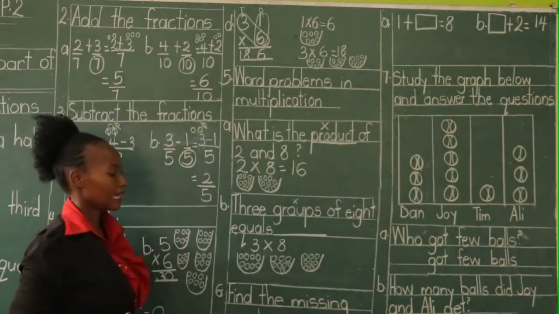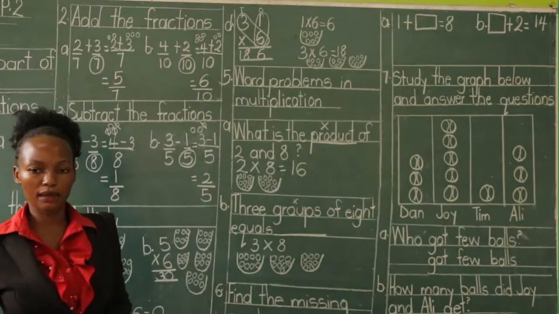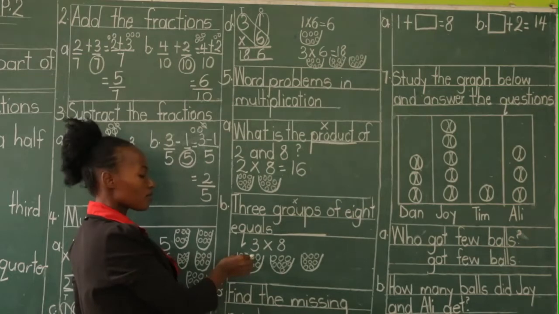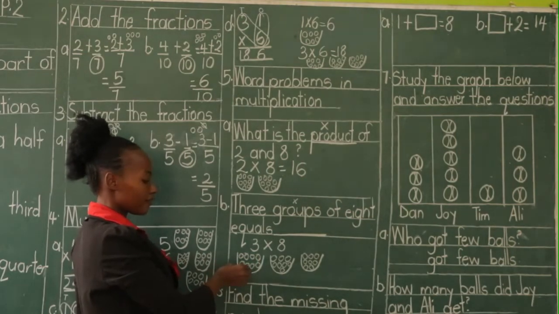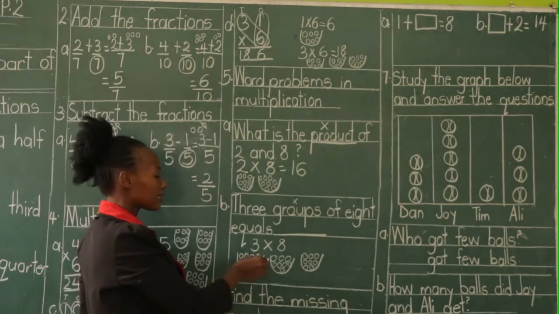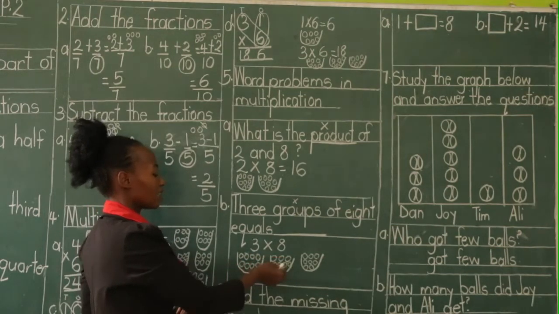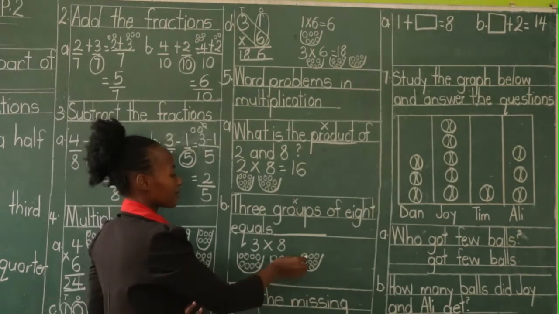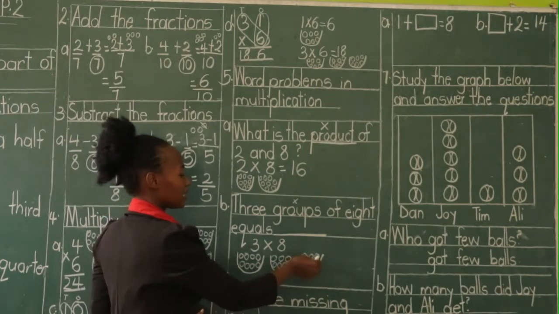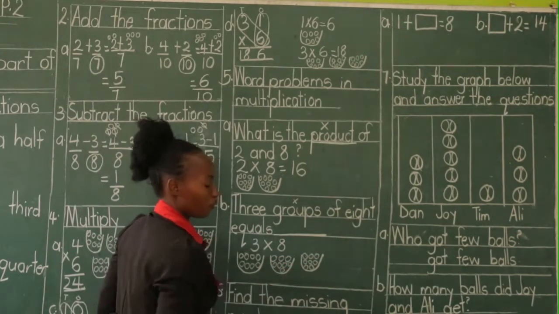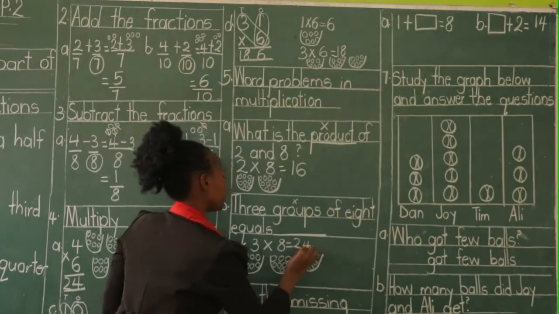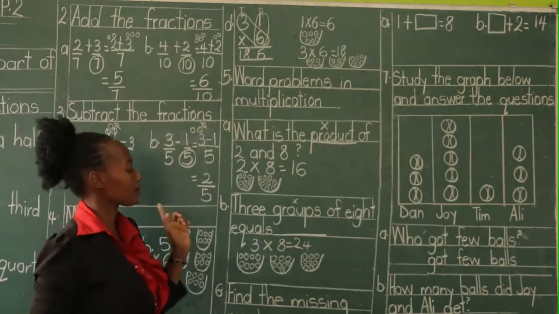Then let's join them. Let's put them together and find the answer. 1, 2, 3, 4, 5, 6, 7, 8, 9, 10, 11, 12, 13, 14, 15, 16, 17, 18, 19, 20, 21, 22, 23, 24. Our answer is going to be 24. 3 groups of 8 equals 24.